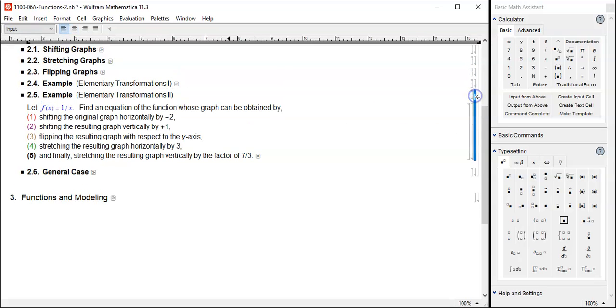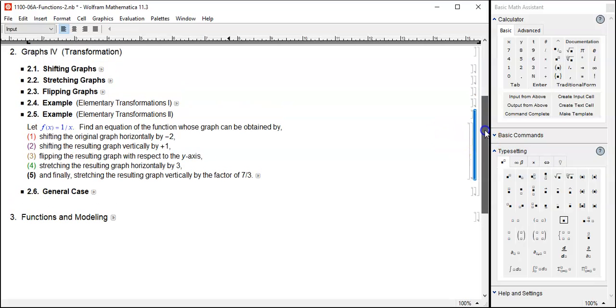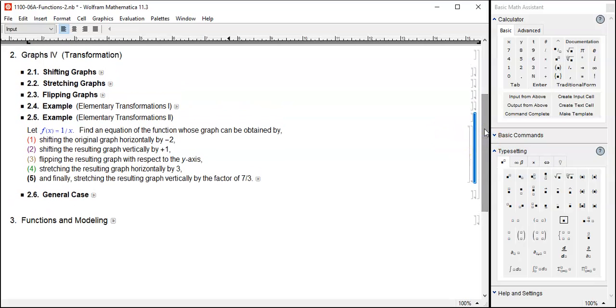How about the next example here? F of x equals 1 over x, and then we have to do these. Oh yeah, it's basically the same type of problem, only longer. So I'm going to ask you to do this. Stop the playback and try. See what you get. I'll show you the answer in a moment.